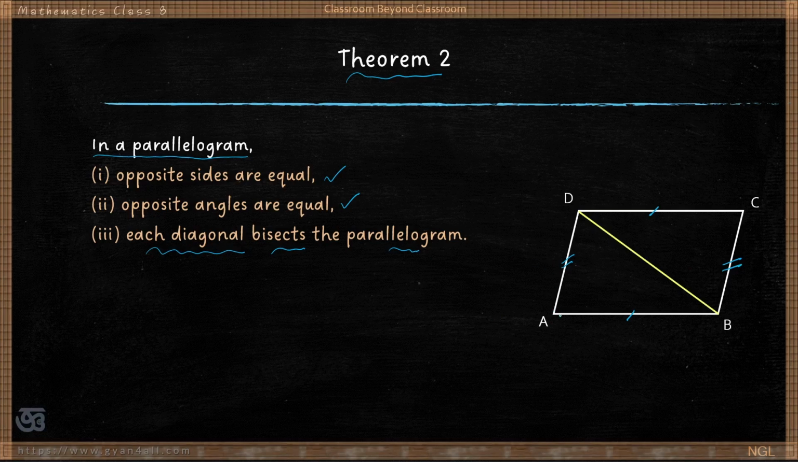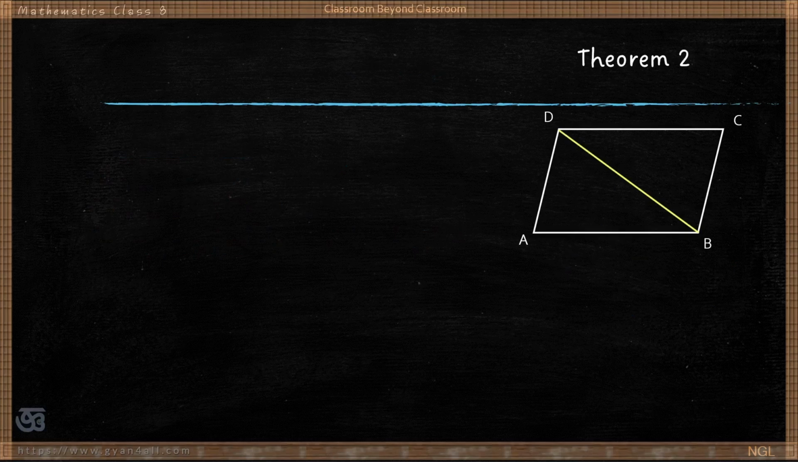That means triangle ABD and triangle CDB, they are congruent triangles, that we have to prove. Let us prove the thing. So we draw a diagonal DB. This diagonal divides the quadrilateral into two triangles, triangle ABD and triangle CDB. And suppose this angle is 1 and this angle is 2.